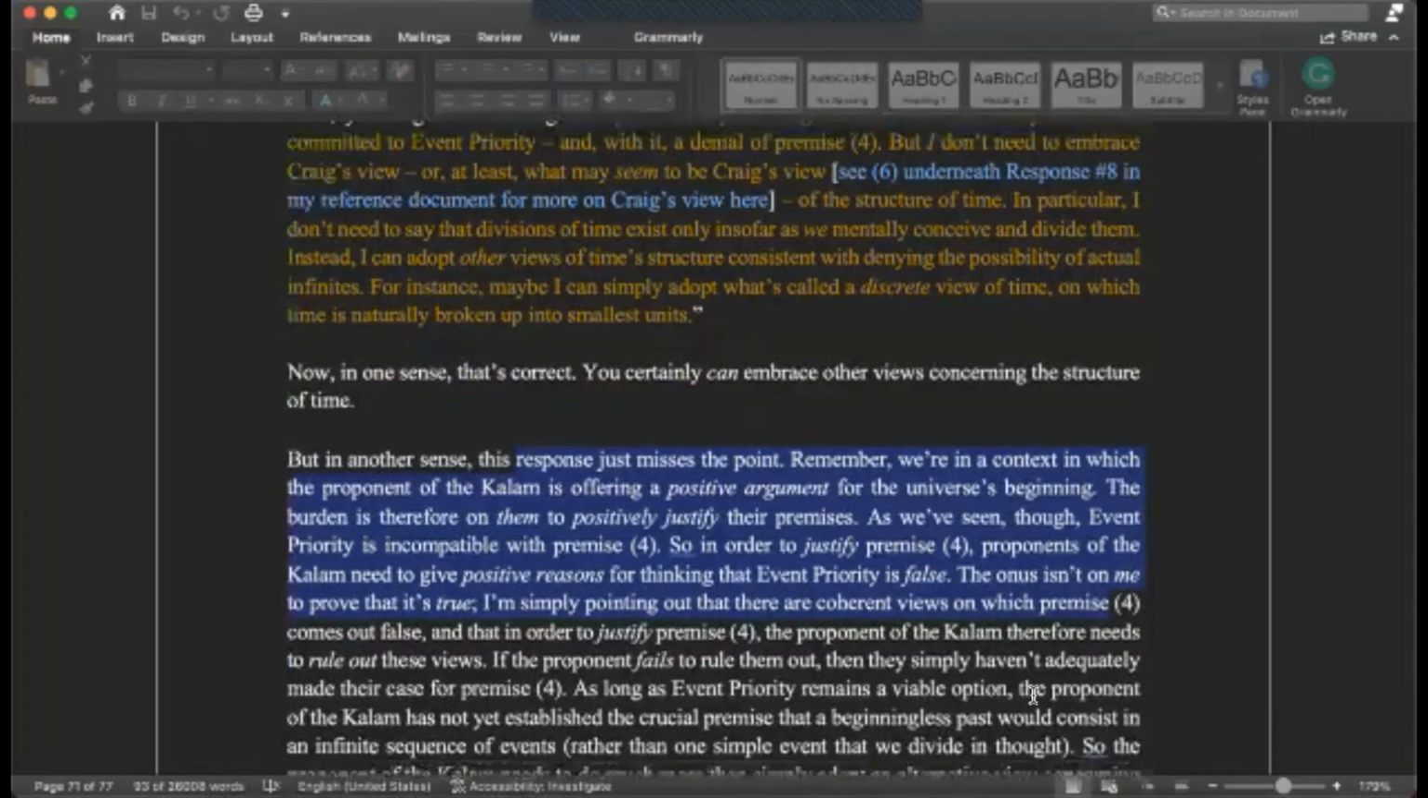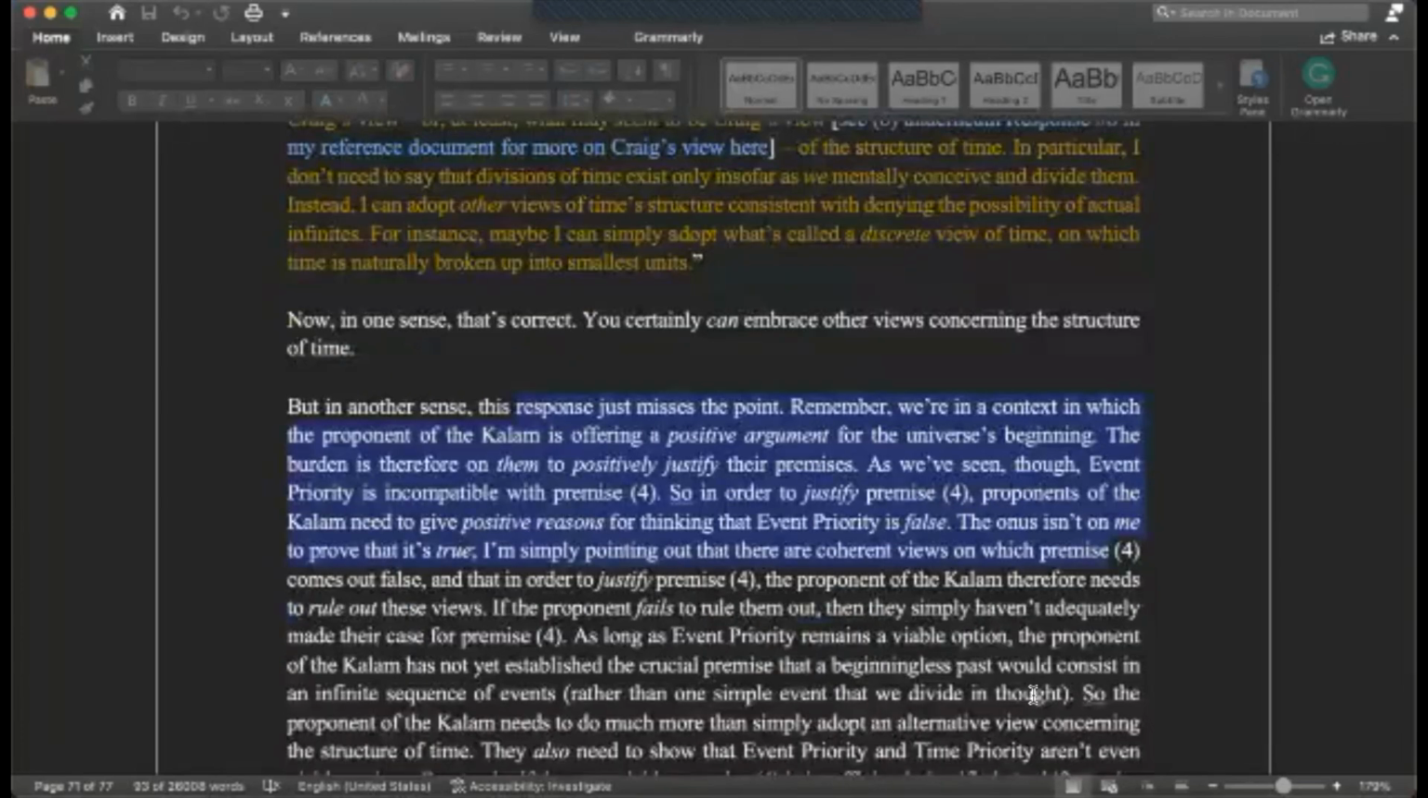As long as event priority remains a viable option, the proponent of the Kalam has not yet established the crucial premise that a beginningless past would consist in an infinite sequence of events, rather than one simple event that we simply divide in thought.